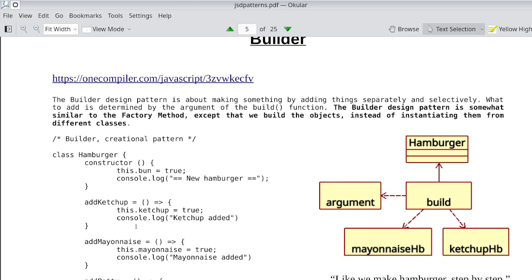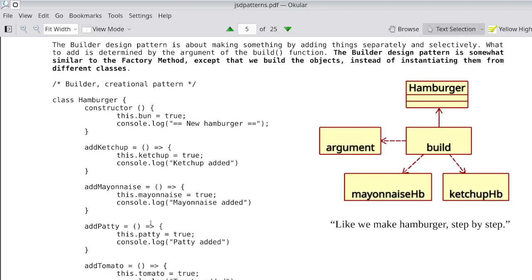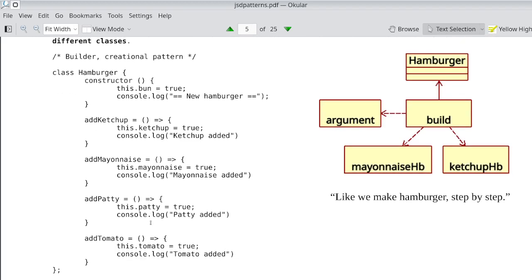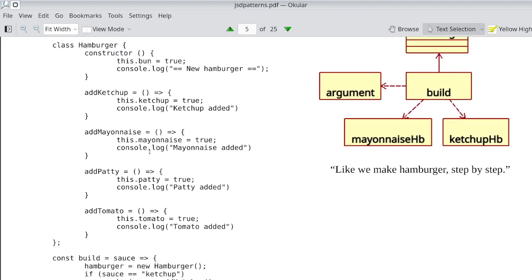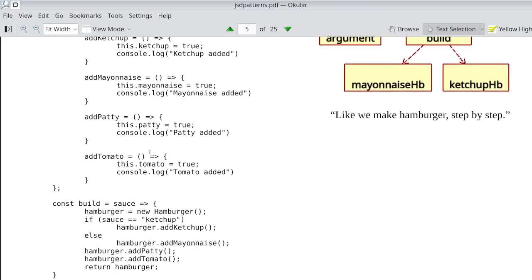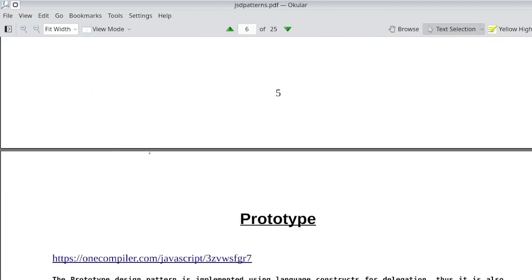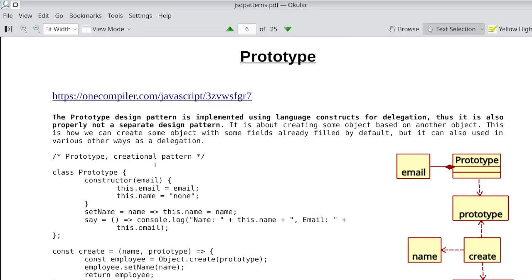The builder design pattern is somewhat similar to the factory method, except that we build the object instead of instantiating them from different classes. The prototype design pattern is implemented using language constructs for delegation, thus it is also properly not a separate design pattern.